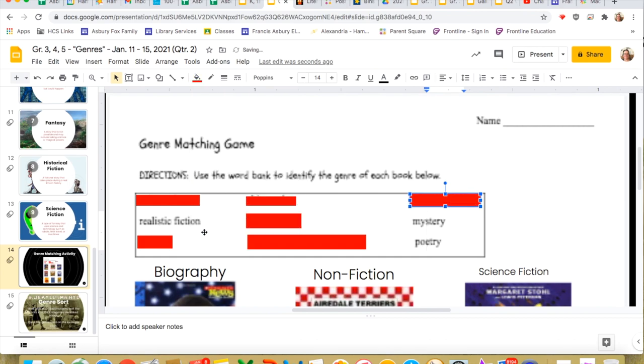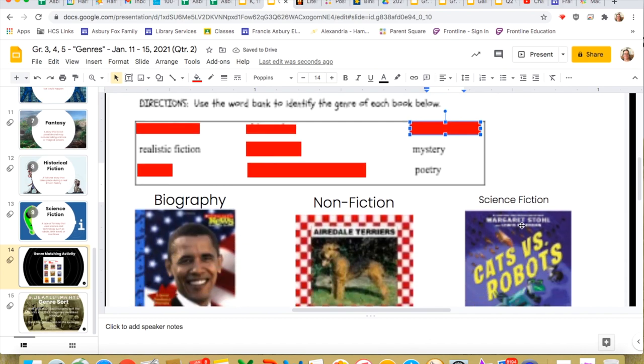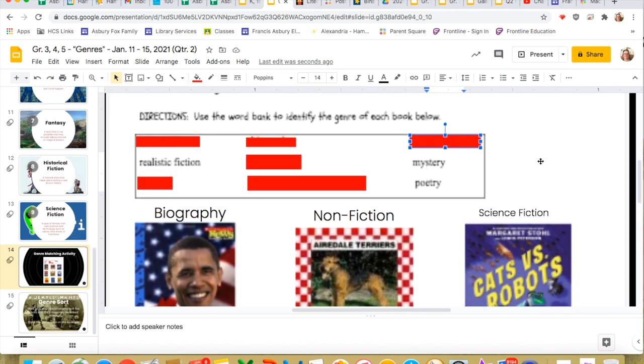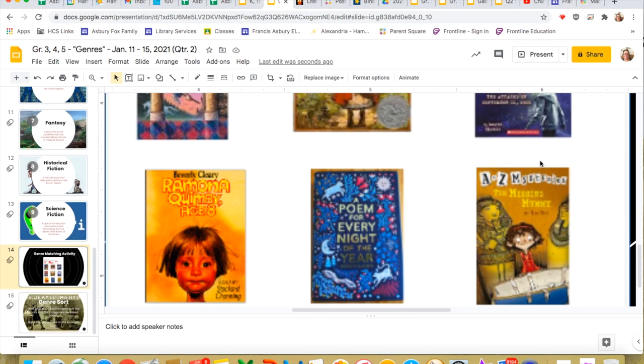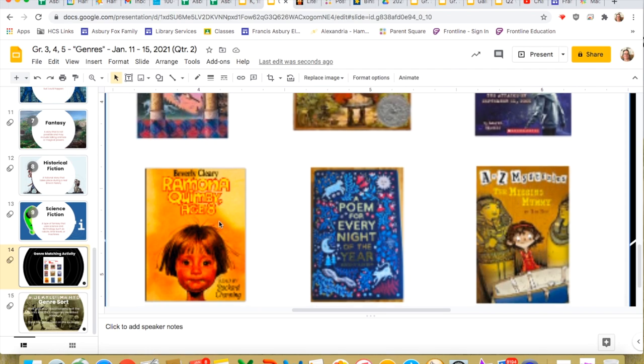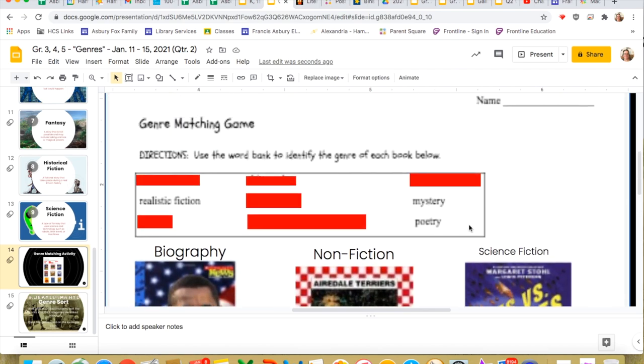Okay, good job. So we have realistic fiction, mystery, and poetry left. So let's go down and take a look at what we have left. We have Ramona Quimby, Age 8. We have Poems for Every Night of the Year. And we have A to Z Mysteries. Well, we know Poems for Every Night of the Year, the word poem gives away that this is a book about poetry, right? And A to Z Mysteries, The Missing Mummy, this gives away that it's a mystery book. So our only other option would be realistic fiction.